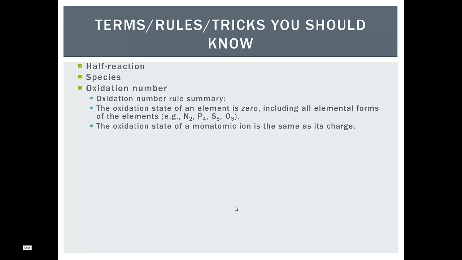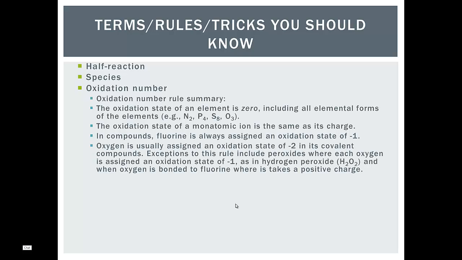The oxidation state of a monatomic ion is the same as the charge. So if you have copper +2, the charge is +2. In compounds, fluorine is always assigned an oxidation state of -1 because it is the most electronegative element, so it will always take the electron. Oxygen is usually assigned an oxidation state of -2 in its covalent compounds, also in its ionic compounds. The only time that oxygen isn't the most electronegative element is when it is bonded to fluorine, so that's one of the exceptions for it.